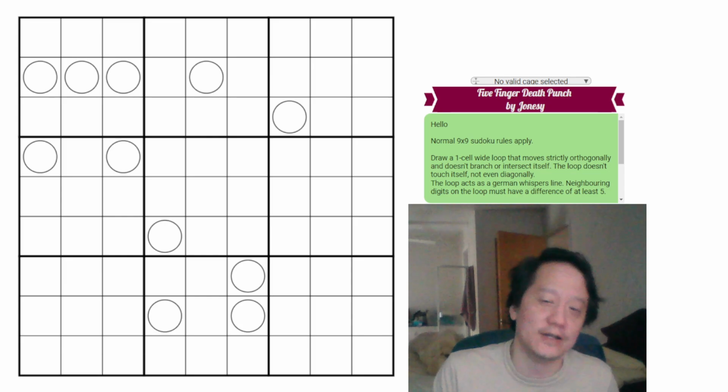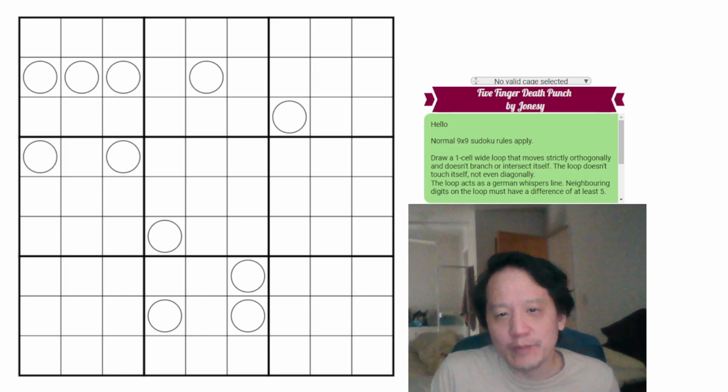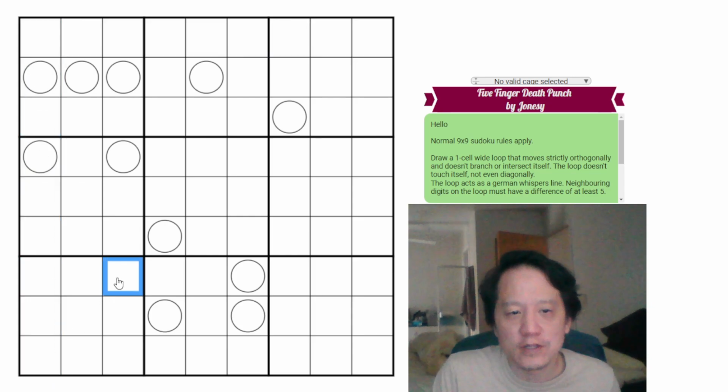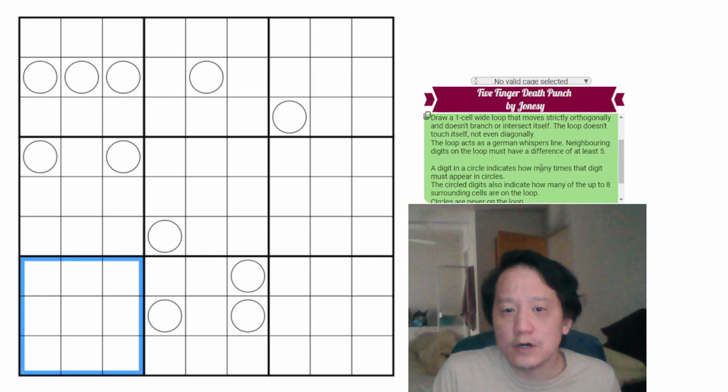Normal 9 by 9 Sudoku rules apply, which means place the digits 1 through 9 in every row, every column, and every box. Draw a 1 cell wide loop that moves strictly orthogonally and doesn't branch or intersect itself. The loop doesn't touch itself, not even diagonally.